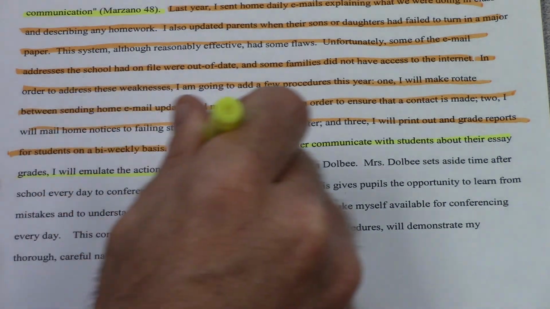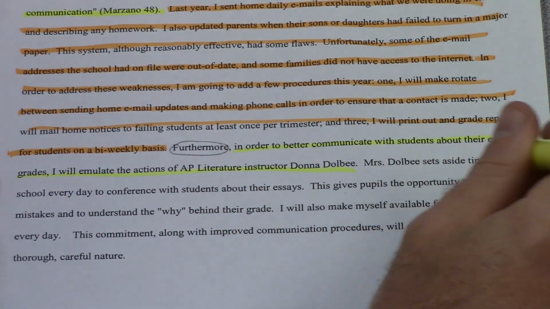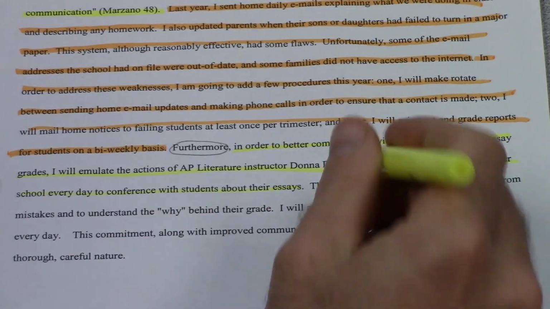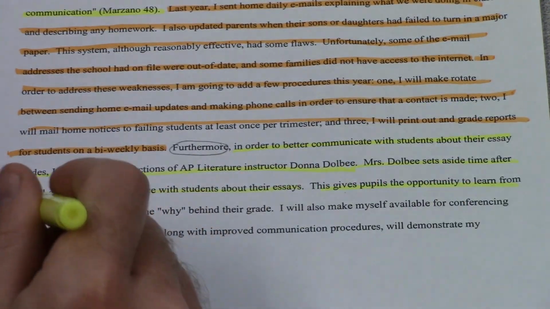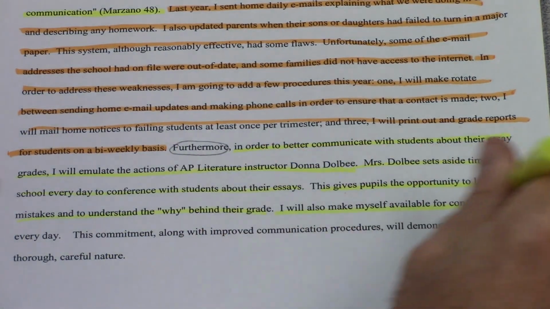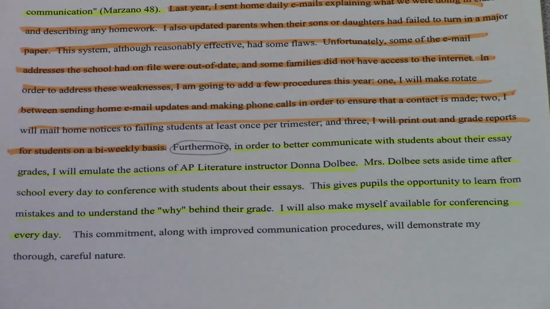Mrs. Dolby sets aside time after school every day to conference with students about their essays. This gives pupils the opportunity to learn from mistakes and to understand the why behind their grade. I will also make myself available for conferencing every day.